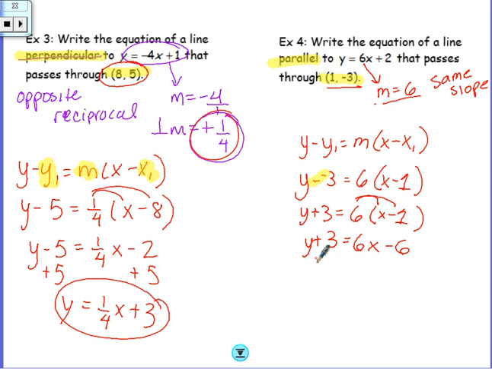Our last step would be to subtract the 3. And so now y is by itself. We have solved our problem. So here is our answer. And this equation is parallel because it has the same slope as our given equation, and it passes through the point (1, -3).